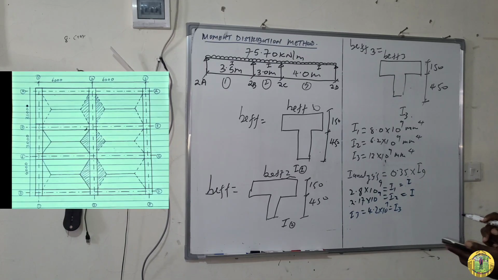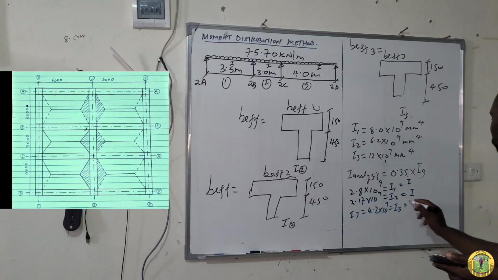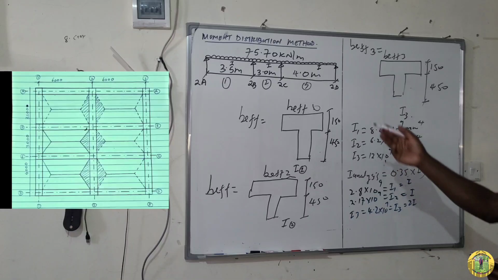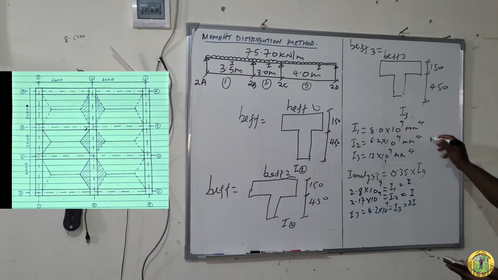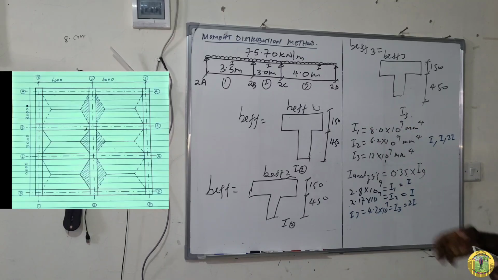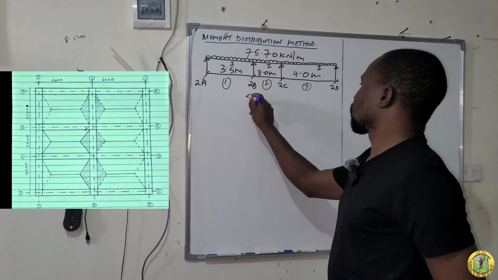And then we take 4.2 divided by 2.17. So this one will be 2I. So in your beam, you will have I, then I again, then 2I. So that is how you come up with I. But since for our case, as I have said, the variation is very small, let's use I constant. So let's proceed.